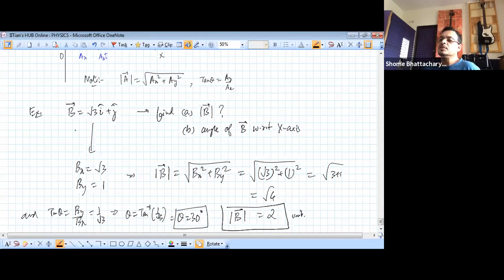And you can always verify all this by just drawing the vector. You can also simultaneously draw this vector. This vector will be drawn by that triangle. Its base will be bx, root 3, and its perpendicular will be 1. So obviously the hypotenuse will be 2, and obviously the angle will be 30 degrees.